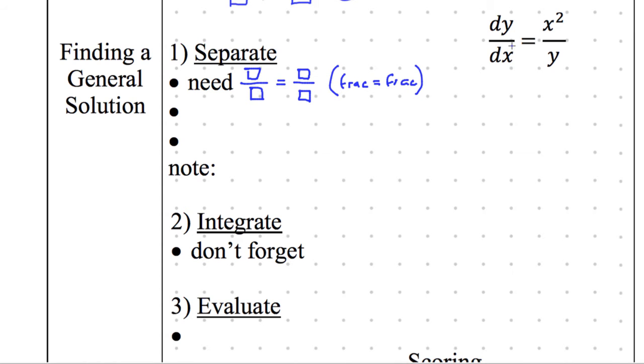Once you have a fraction equal to a fraction, you are on to the next step inside of separate, which is to cross multiply. We are going to cross multiply, and that will give us, I can do this in orange, y times dy is y dy, and then x squared times dx is going to be equal to x squared dx. And then the next step in the little block here of separate is to separate the x and y.